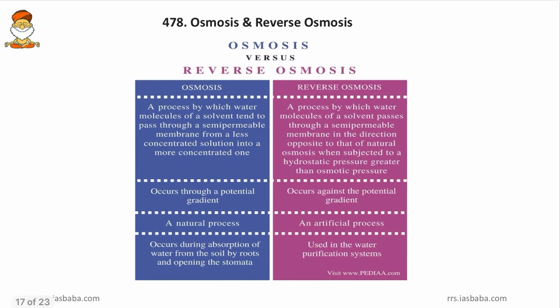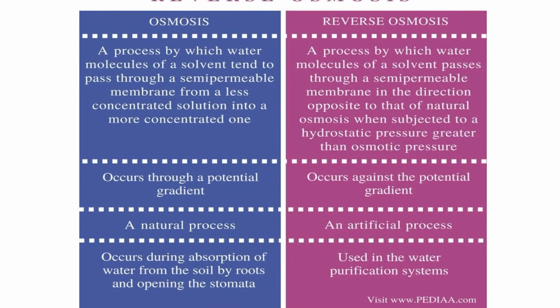Then come to the next topic, osmosis and reverse osmosis. Friends, what is osmosis and reverse osmosis? We discuss here. Osmosis is a process by which water molecules of a solvent tend to pass through a semi-permeable membrane from a lesser concentrated solution into a more concentrated one. That is, from the lesser concentrated solution to the higher concentration solution, it will move. So here concentration is the solute concentration, friends.